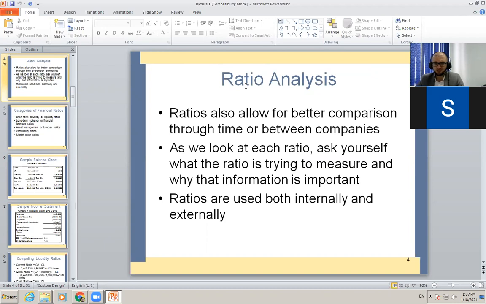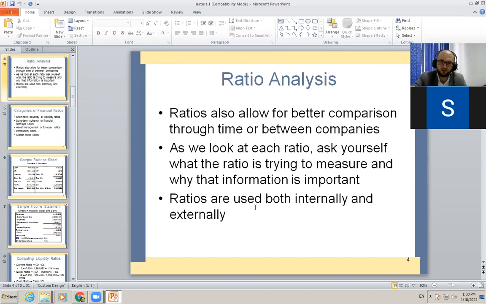You cannot just make a certain decision on certain ratios. Let's say some ratio gives some number, but this number doesn't tell you something immediately. It's up to the comparison. You need to compare with the benchmark, with the industry average, with the competitor, and so on, in order to come up with a certain conclusion about the financial position, about the risk management position it takes, and so on. Ratios are used both internally and externally.